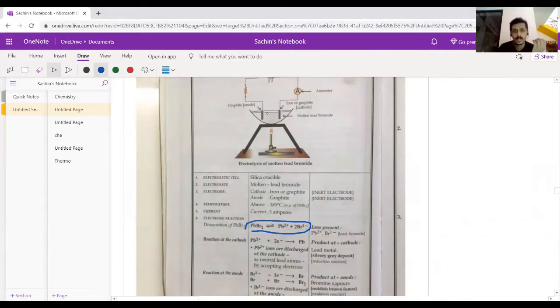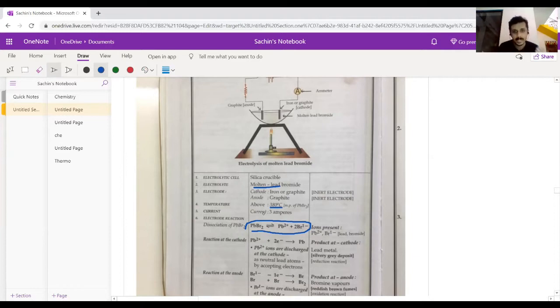Then the electrolyte is the lead bromide itself, which will be heated to take it into liquid state, or we call it molten or fused state. Then the electrodes are inert electrodes, that is graphite and graphite electrodes used as cathode and anode respectively. And temperature and current, these are very minute pieces of information: we have to heat it at 380 degrees Celsius to melt it, and also we have to put a current of 3 amps for the electrolysis process to happen. So this is the premise.